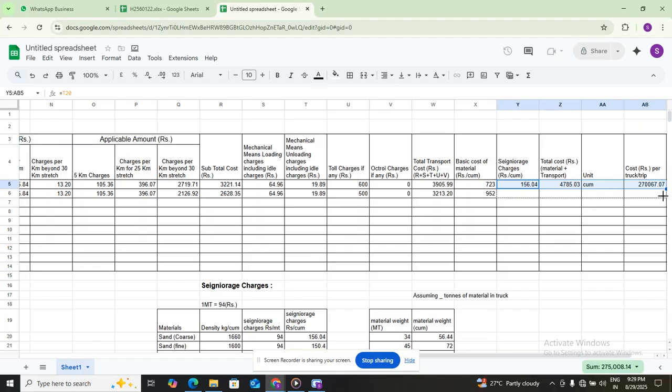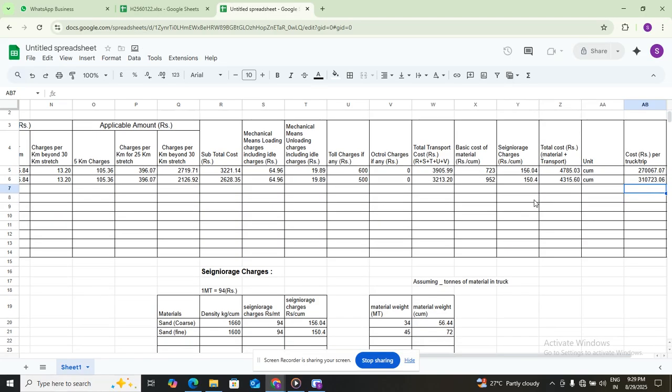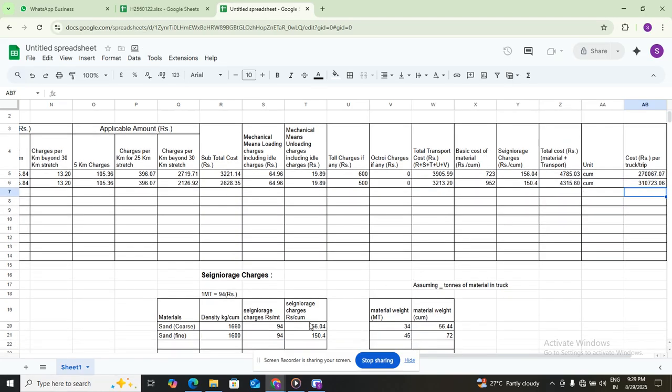I need to tag; already we entered. This is 150.4. This 150.4 is the sewerage charges. Okay. Total cost of the truck is 72 meter cube. 1 meter cube is 4,315 rupees approximately. Okay, that we need to multiply.